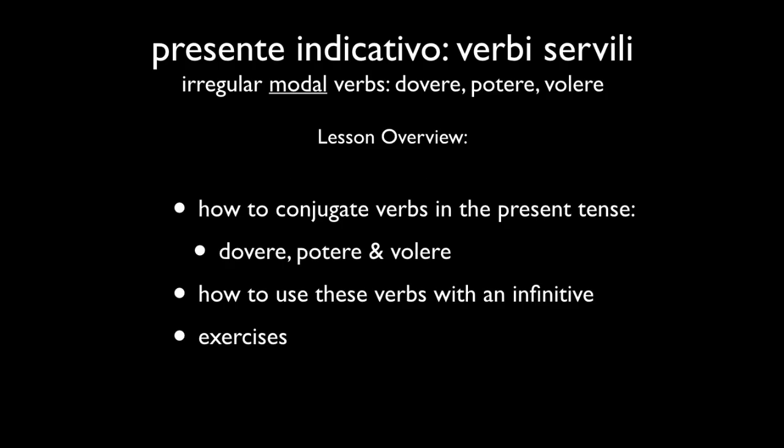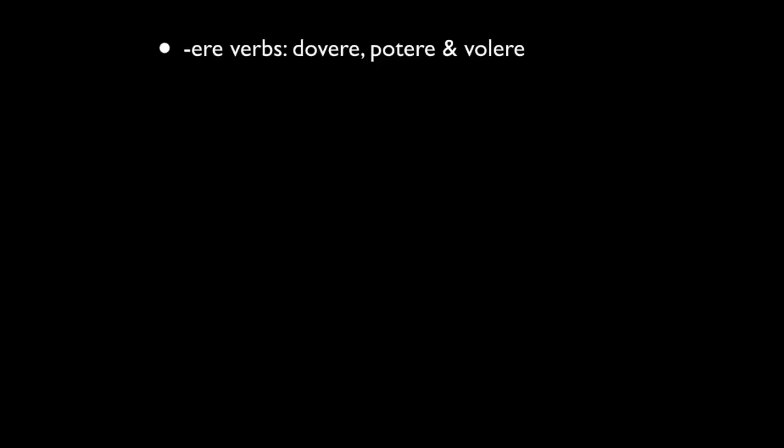Today I have a video on the presente indicativo, i verbi servili. These are irregular modal verbs: dovere, potere, and volere. And no doubt, if you are just starting off in Italian, in the first few chapters of your book you're probably going to get to these verbs. They are very important, and they mean to have to, to be able to, and to want to, respectively. So we'll talk about how to conjugate these irregular verbs and also how to join them with an infinitive to say a lot of things. As always, exercises are at the end to reinforce what you've learned.